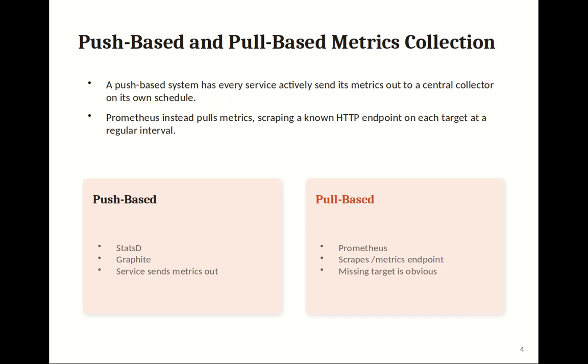Push-based and pull-based metrics collection. A push-based system has every service actively send its metrics out to a central collector on its own schedule. Prometheus instead pulls metrics, scraping a known HTTP endpoint on each target at a regular interval. Push-based: StatsD, Graphite, where the service sends metrics out. Pull-based: Prometheus scrapes the metrics endpoint. A missing target is obvious.